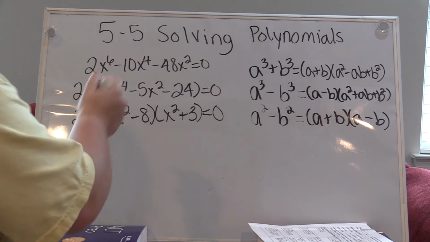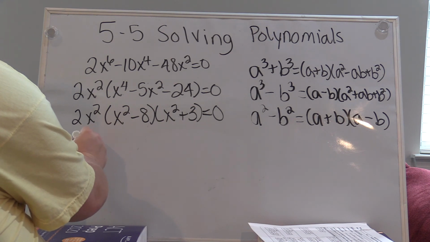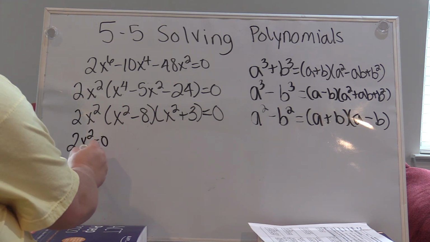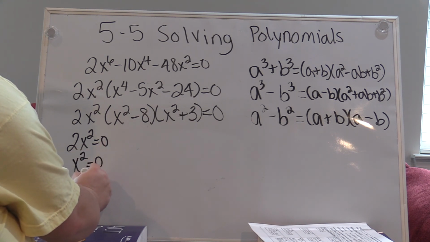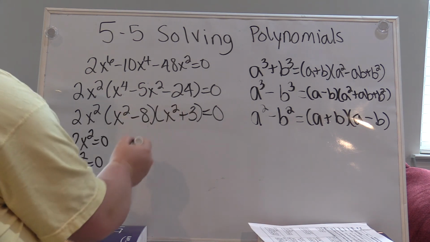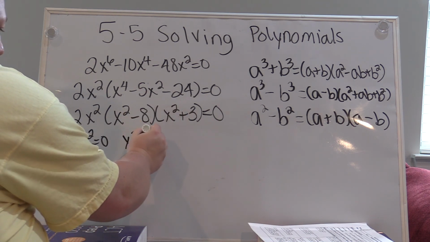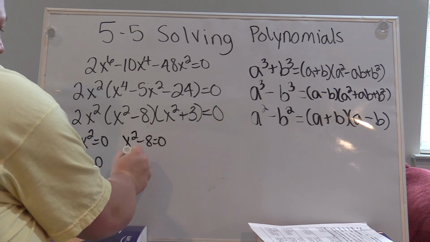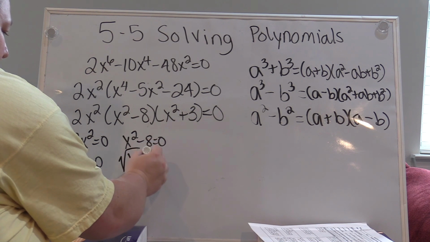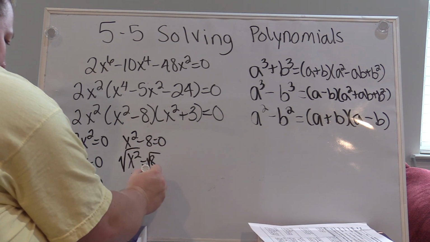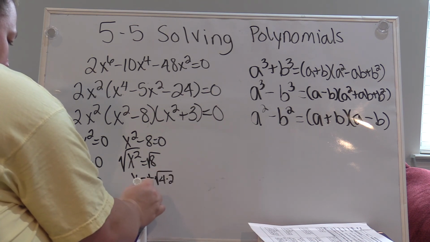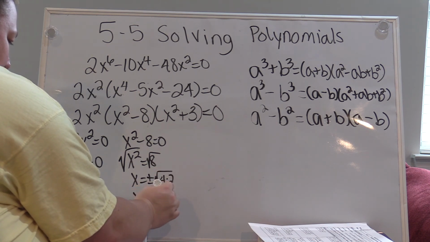Now we have to set all of these equal to 0. So 2x squared equals 0, so x squared equals 0, and x equals 0. But that's a double root. So this will be 2, 2, and 2. So I have x squared minus 8 equals 0. X squared equals 8. Take the square root of both sides. X equals plus or minus the square root of 4 times 2. X equals plus or minus 2 square roots of 2.